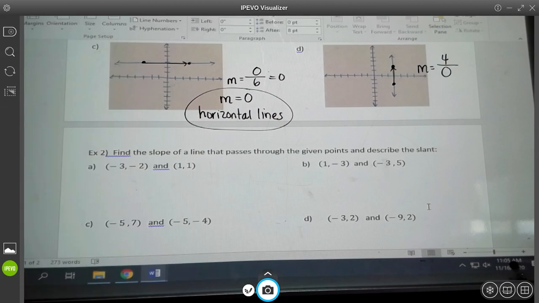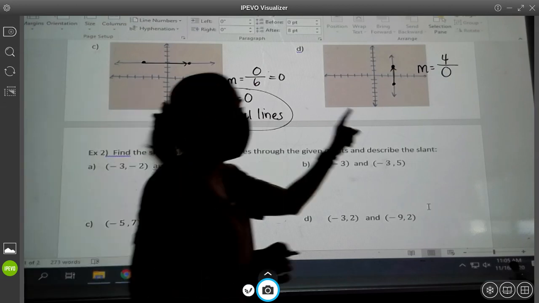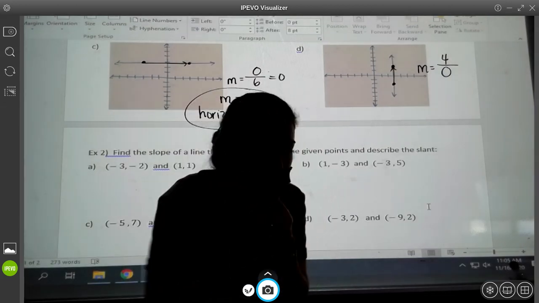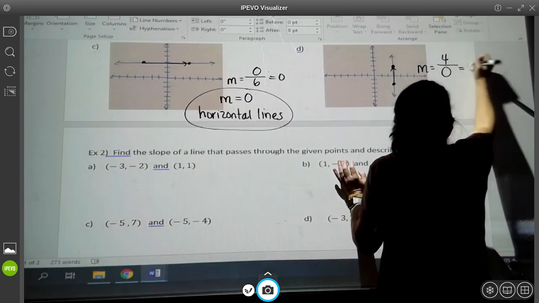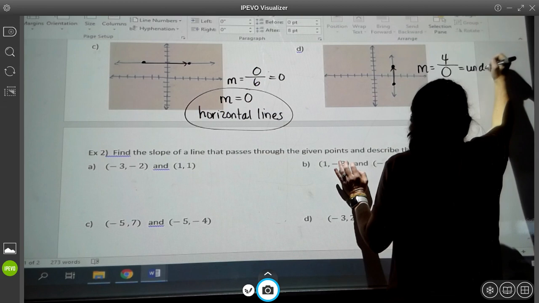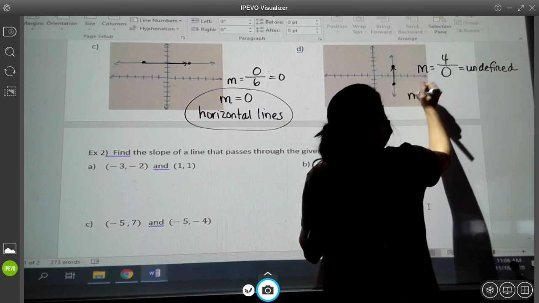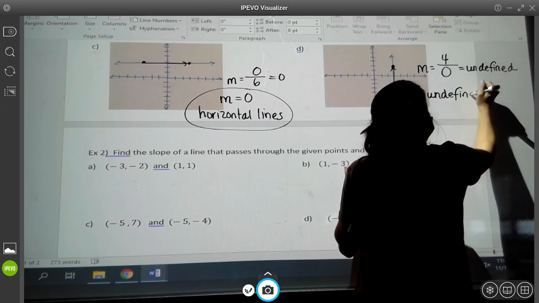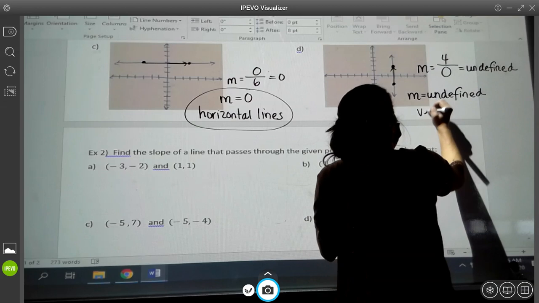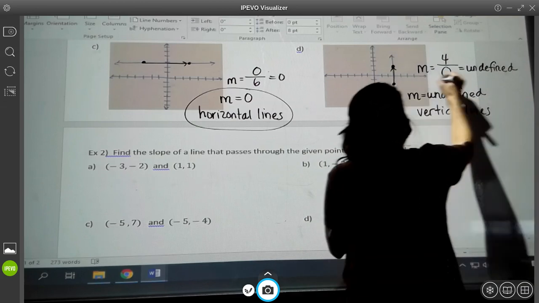Does anybody know what it's called in math when you try and divide something by 0? Starts with a U. Undefined. It's undefined. So now the slope is undefined. So it's not a number, it's literally a word. We're going to say this is undefined. All right, so the slope literally is a word, not a number. And that's all vertical lines. All vertical lines have a slope that is undefined.